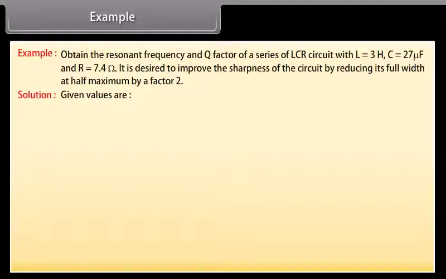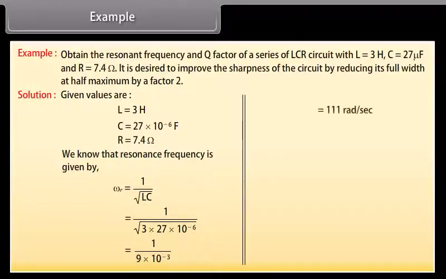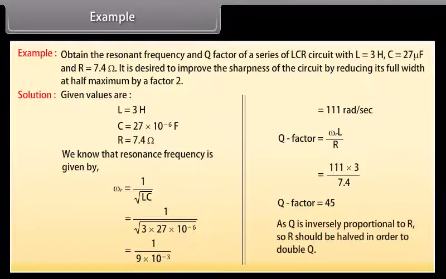Given values are L equal to 3 henry, C equal to 27 into 10 raised to the power minus 6 farad, R equal to 7.4 ohm. We know that resonance frequency is given by 1 upon under root LC. Now, putting the values, we get resonance frequency equal to 111 radian per second. Q factor is equal to omega naught L upon R. Now, putting the values, we get Q factor equal to 45. As Q is inversely proportional to R, so R should be halved in order to double Q.